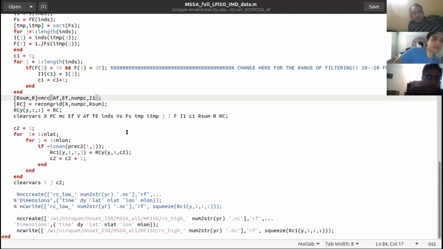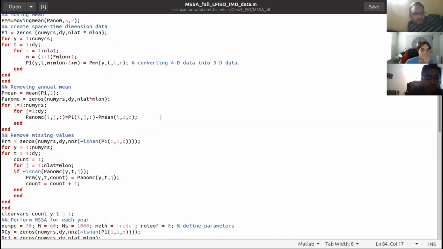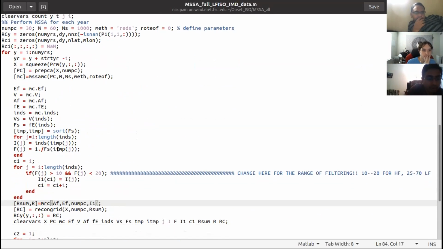Can you show me, Nirupam, just above where you define 1 by frequency, where you are comparing 10 days to. Yeah, this is fj equal to 1 by frequency, so that gives the periodicity. When we get the output in the print, which variable is for the mode? The mode index is I.